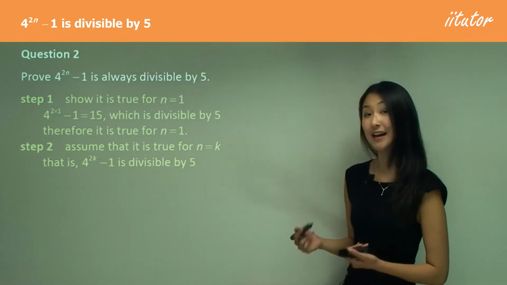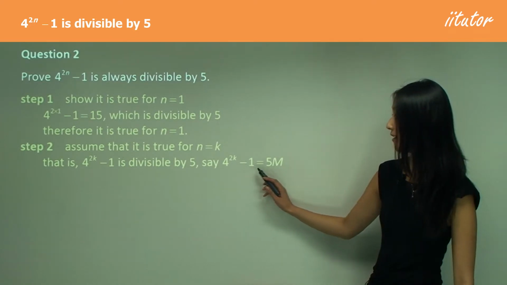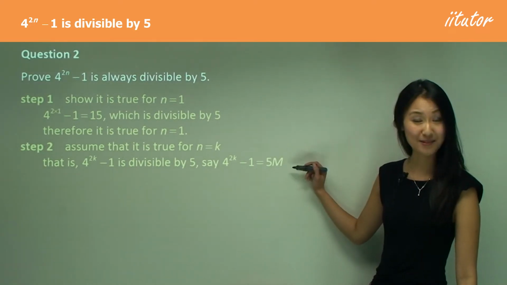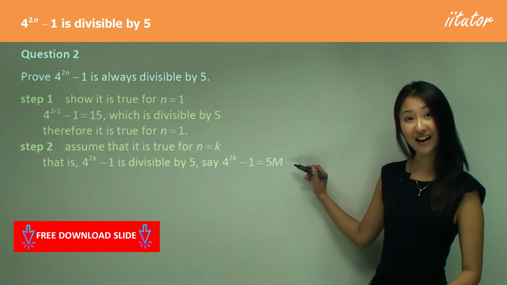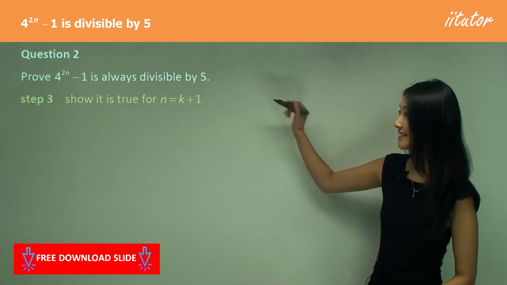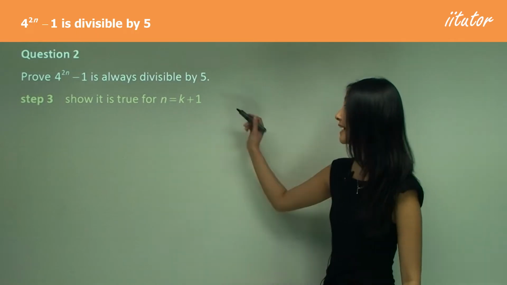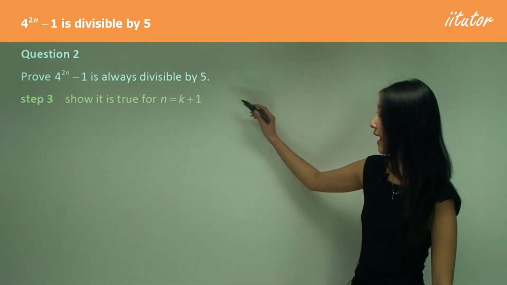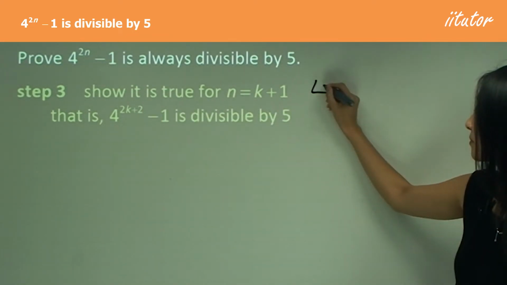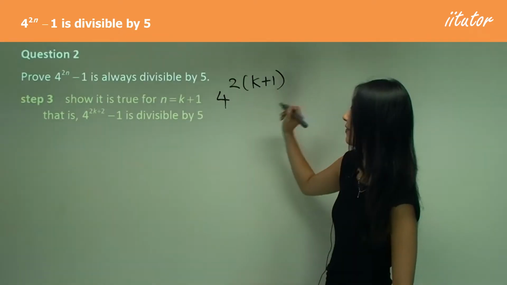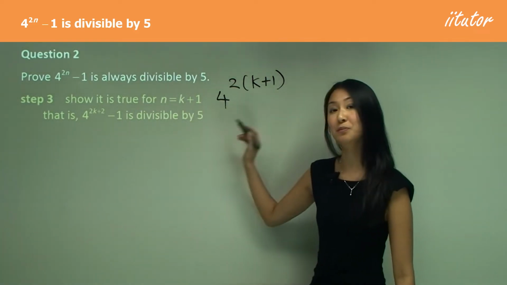And now we change that into an equation. So we say that 4 to the power of 2k minus 1 equals 5m, where m is an integer. Because by multiplying by 5, we're guaranteeing it can be divisible by 5. Now we can move on to step 3, which is to show that it's true for n equals k plus 1. So we substitute k plus 1 into this, 4 to the power of 2 times bracket k plus 1, and that's why we get 4 to the power of 2k plus 2 minus 1 is divisible by 5.